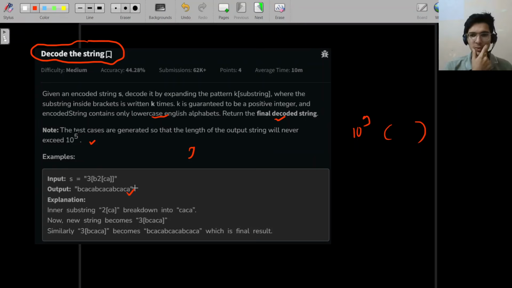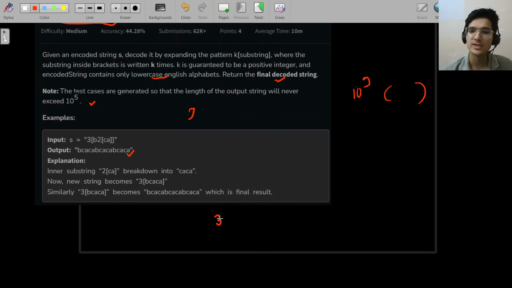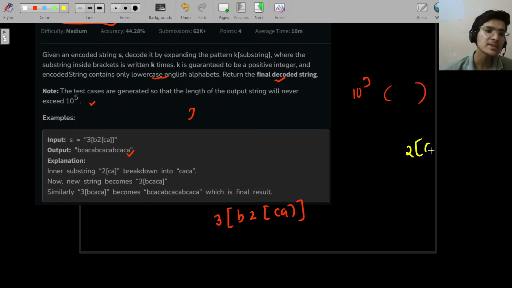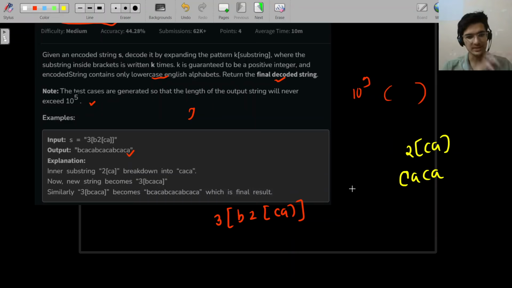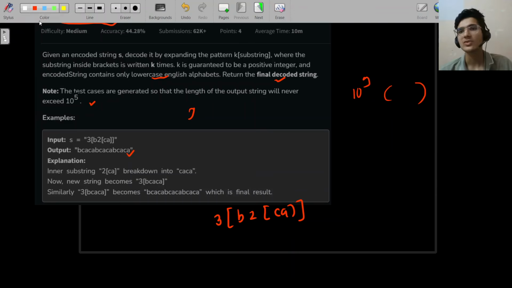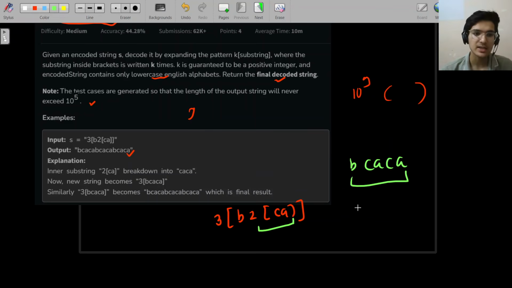Okay, so the question is that you are given this kind of encoded string. Firstly, let me just show you the string itself: 3[B2[CA]] and this. What that means is that 2[CA] means you just need to replicate this two times. This is CA. This is what you have to do eventually. And then there are multiple operations, right? So here, if you see, firstly you open this innermost, which gives CA, and then you open this. It's like three times replica of this, and this. And that's what has been done here as well.